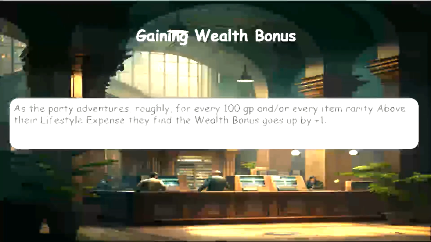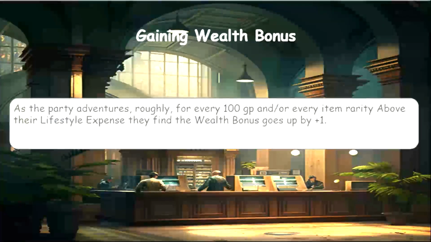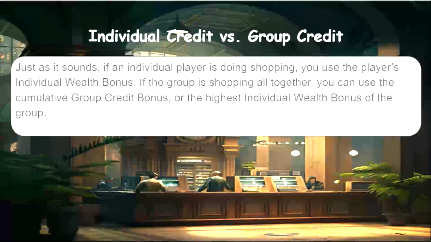Gaining wealth bonus. As the party adventures, roughly for every 100 gold pieces or for every item rarity above their lifestyle expenses that they find, I increase their wealth bonus by 1. So that way, I only have to keep track of roughly how much gold they're getting, and what sort of items they find.